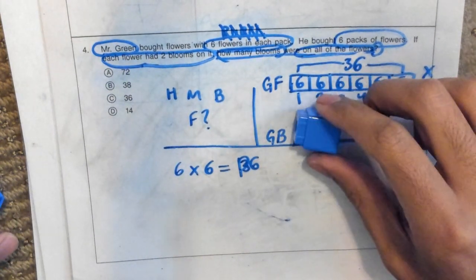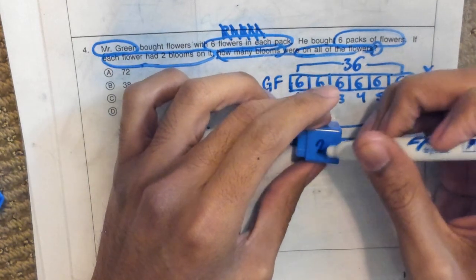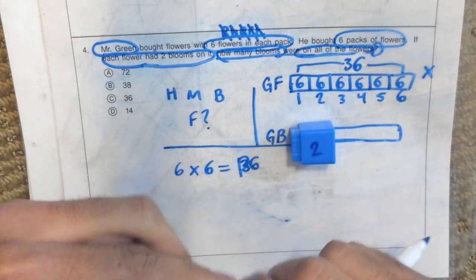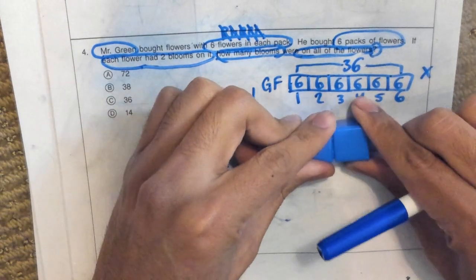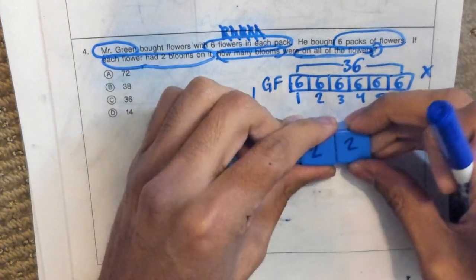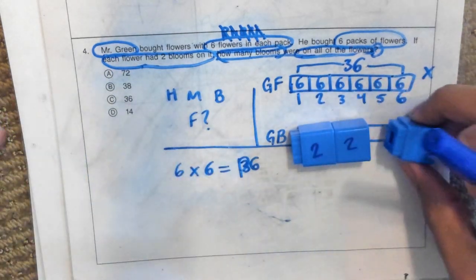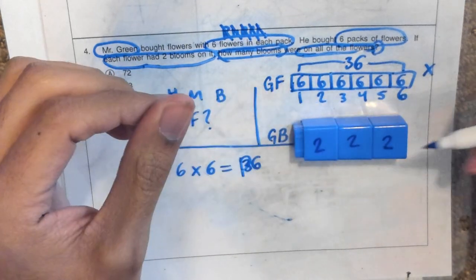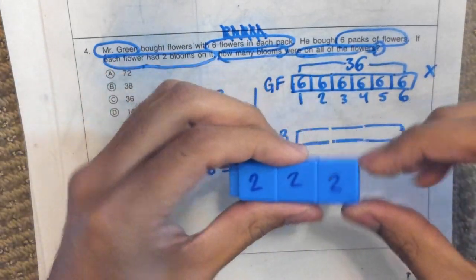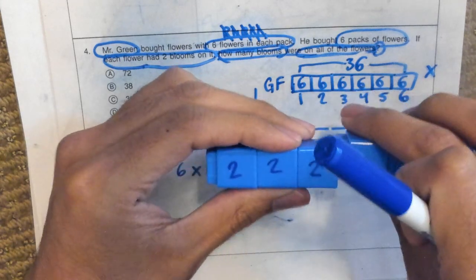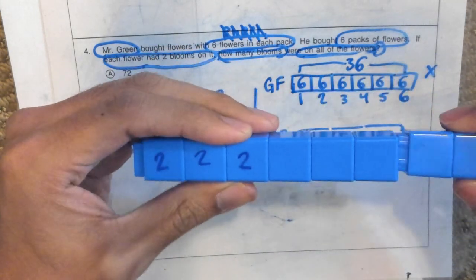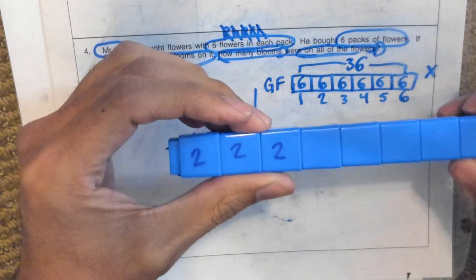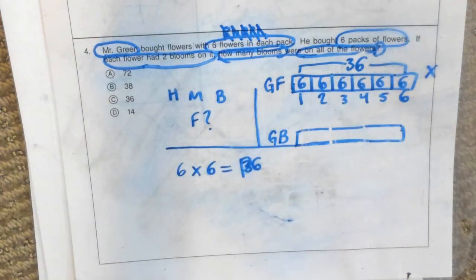How many blooms does it have? Well, it has 2. But he didn't just have one flower, he had 36 of them. On the second flower, it still has 2 blooms. On the third flower, he still has 2 blooms. Each flower has 2 blooms, so I could just keep pulling out Unifix cubes and keep going until I had 36 of them, but I'm not going to do that. I'm going to show you how you can draw this without doing that.